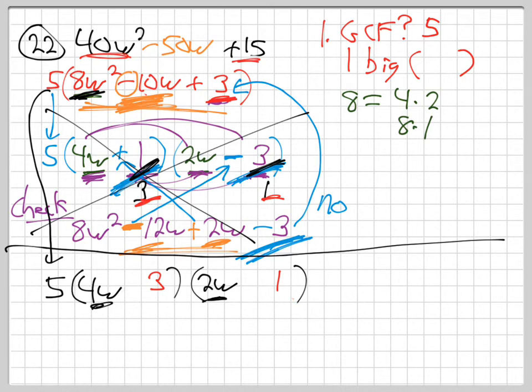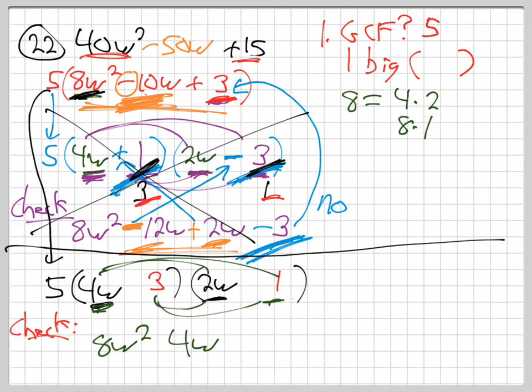Let's try it. How do we check it? Remember the check? What do we do to check it? We take the first to both. That'd be 8W squared, and 4W times 1 is 4W. Then the 3 goes to both. 3 times 2W is 6W. 3 times 1 is 3.